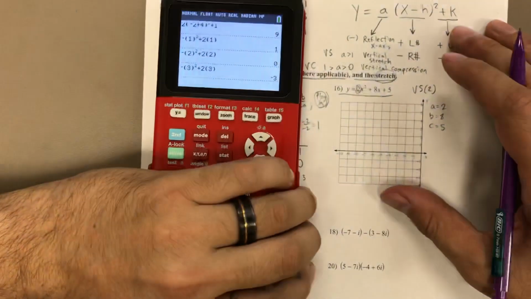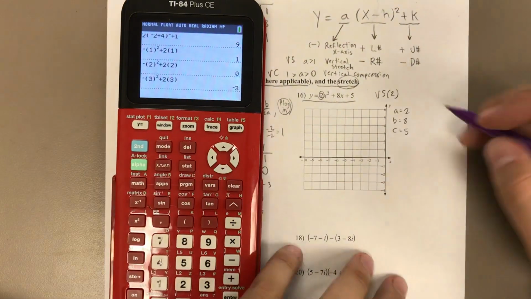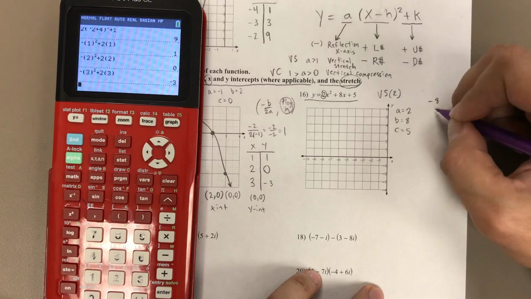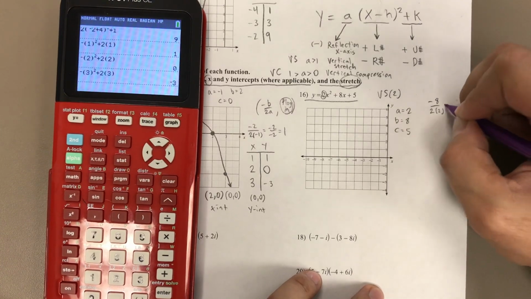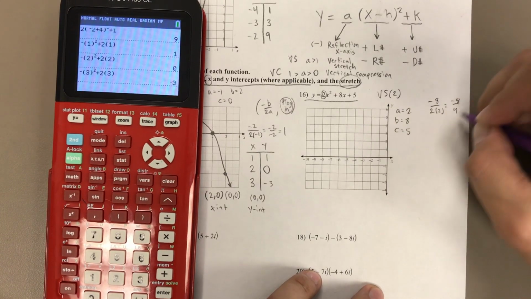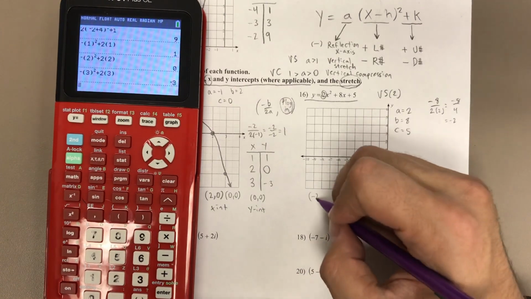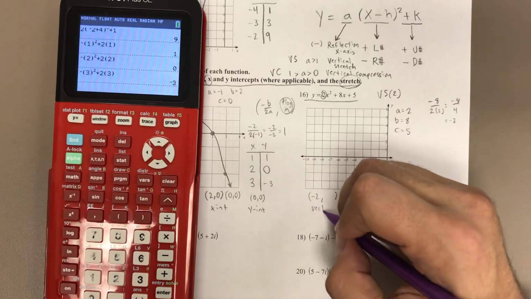Number 16. So we've got our a, b, and c values. So let's find the vertex again. Negative b over 2a. So negative of 8 over 2a. So 2 times 2. We get negative 8 over 4. And then negative 8 over 4 gives us a negative 2. So negative 2 is the x value for our vertex.